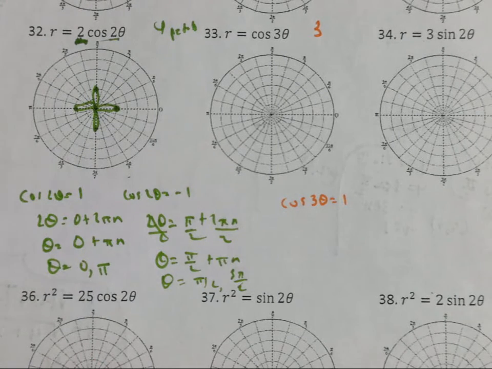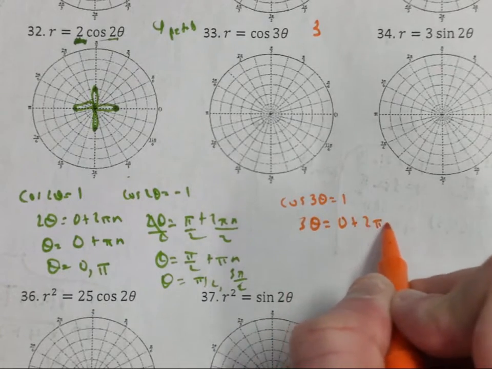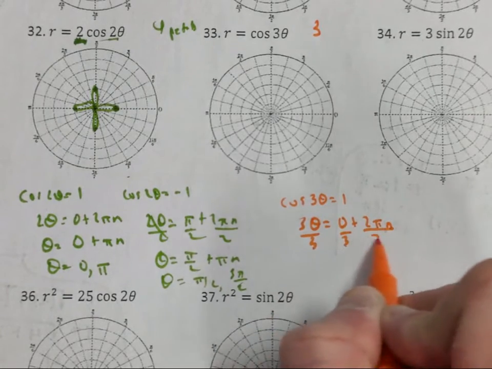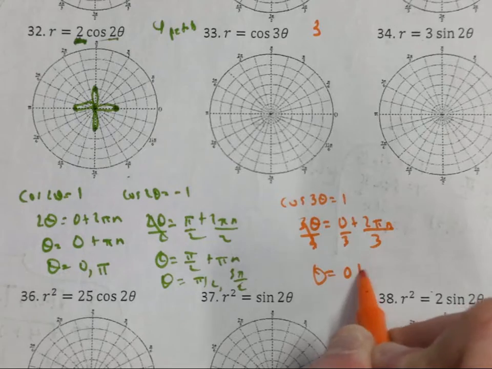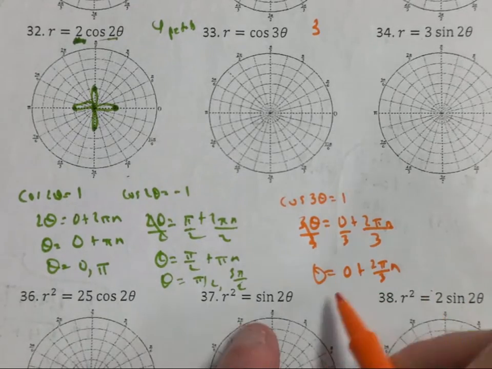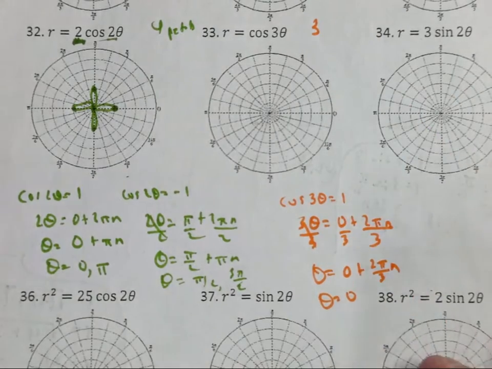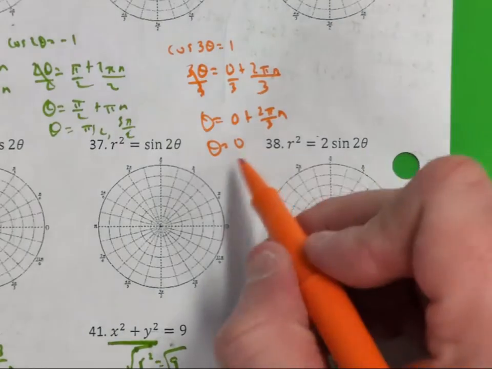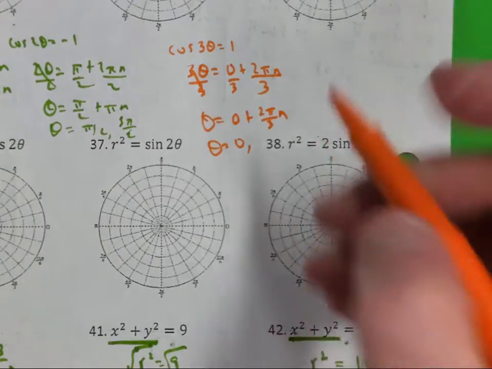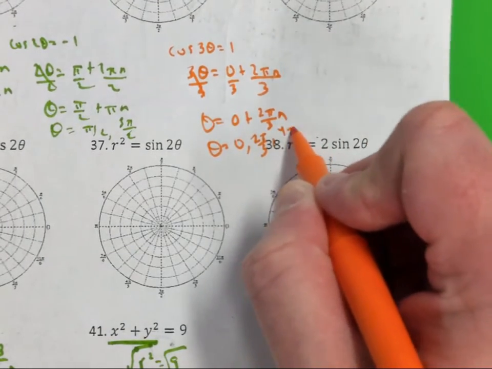Gracie? 0. So I'm going to have 3 theta equals 0 plus 2 pi n. I'm going to divide everything by 3. Theta equals 0 plus 2 pi over 3n. I let n be 0, so one of my answers is 0. If I'm going to have 3 petals, how many answers would I have down here at my equation? 3, so I got 0. I plug 1 in, I get 2 pi over 3. I plug 2 in, I get 4 pi over 3.